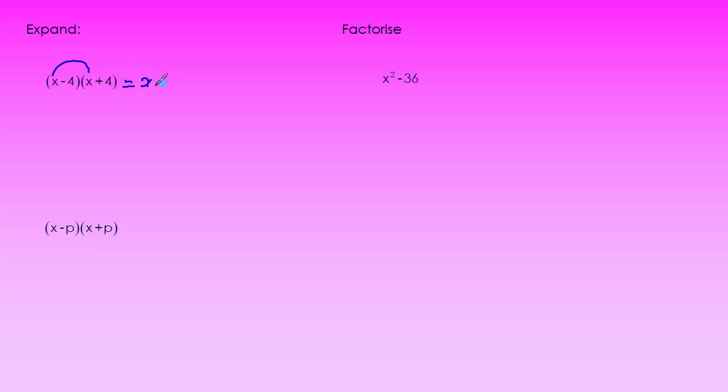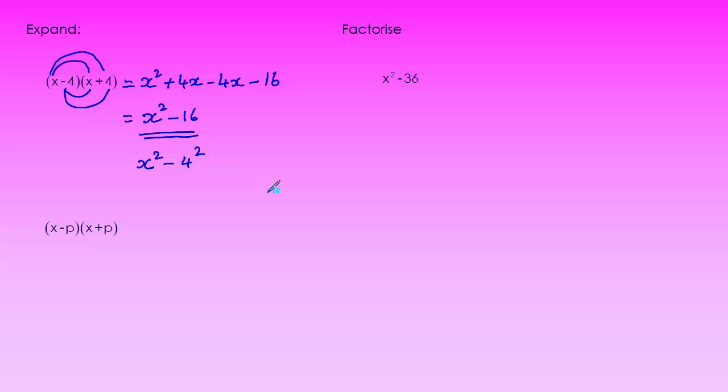X times x is x squared. X times positive 4 gives us plus 4x. Then we get minus 4x. And then minus 16. So when we tidy this, the middle terms cancel each other out. And we just get x squared minus 16. And if we compare that to what we had at the start, note how that's x squared take away 4 squared.